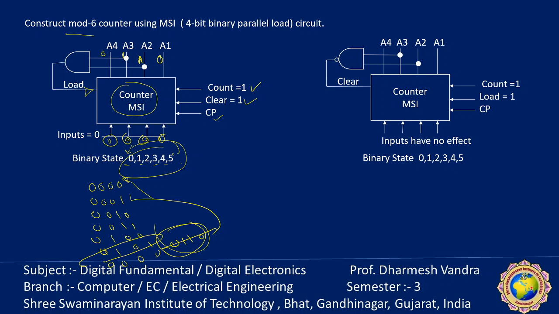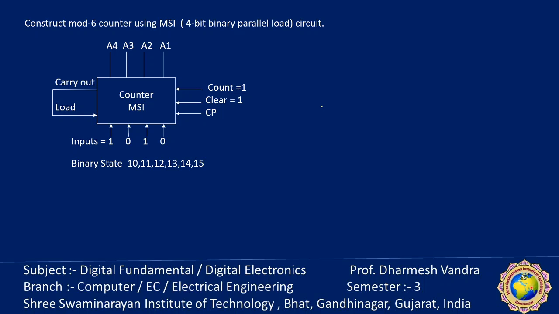Another possibility, if you do not want to momentarily generate it, is that instead of load we can also connect the clear, because the clear is asynchronous. Okay, so inputs have no effect: load equal to 1, count equal to 1, and clear is used. We take 1 1 0, and it will become 0 because the clear is a negative control signal. Another possibility is that suppose we have to start with 10. 10 means 1 0 1 0, with weights 8 4 2 1, and then 1 0 1 1, 1 1 0 0, 1 1 0 1, 1 1 1 0, all 1s, and then reset.